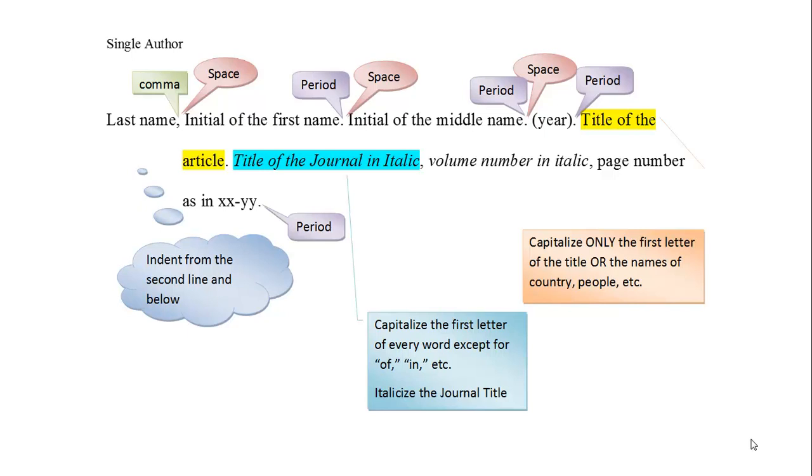in the journal title. That's not the case in the article title. You keep only the first word capitalized, but the rest of the words will not be capitalized. The journal title, though, other than of and in, will have every word capitalized in it and in italics. Capitalize only the first letter of the title or the names of the country, people, etc. in the title of that article.